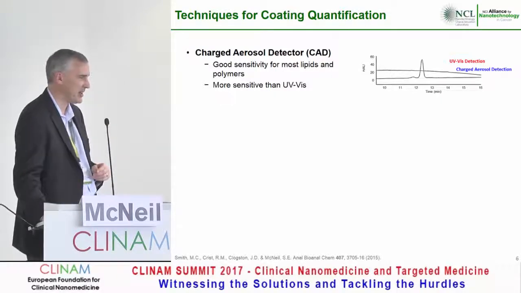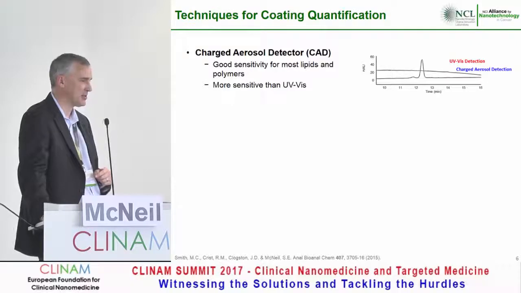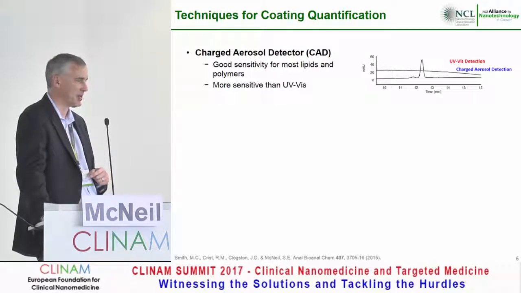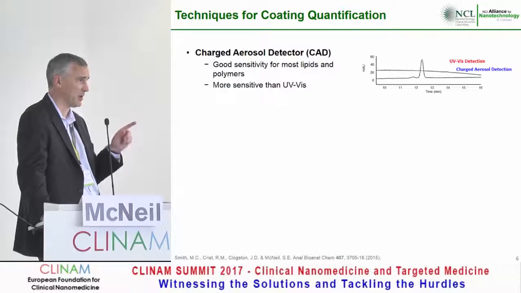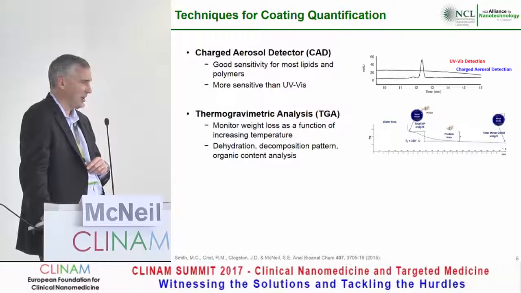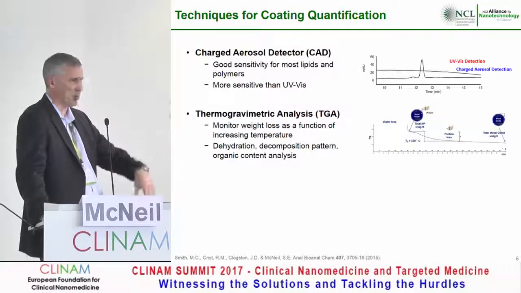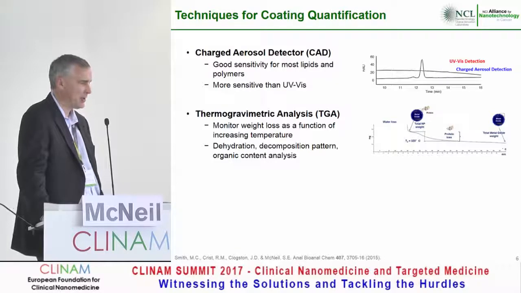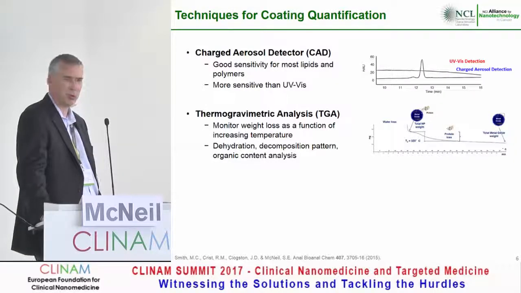So you can use things like CAD, charged aerosol detection. We use these in line with other LC methods. TGA is something we're using more and more. One thing about TGA is you're essentially burning the material and looking at the weight loss. You do need a little bit more material for a TGA than you would for other proof of concepts, but presumably you're at that level once you're in GMP production.